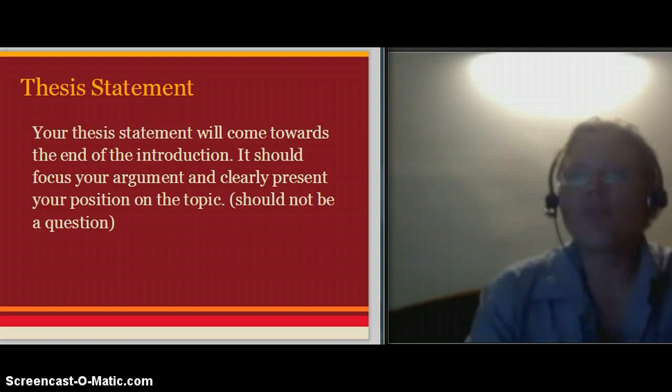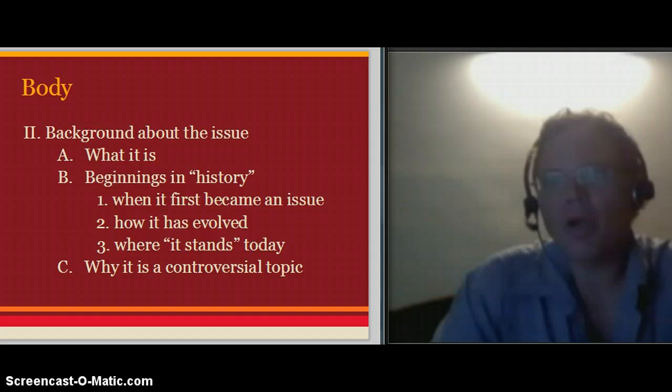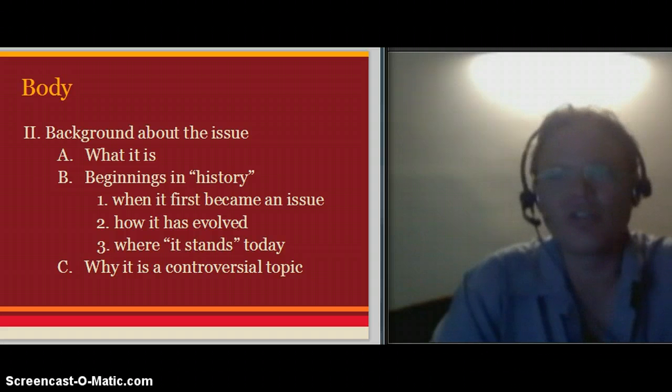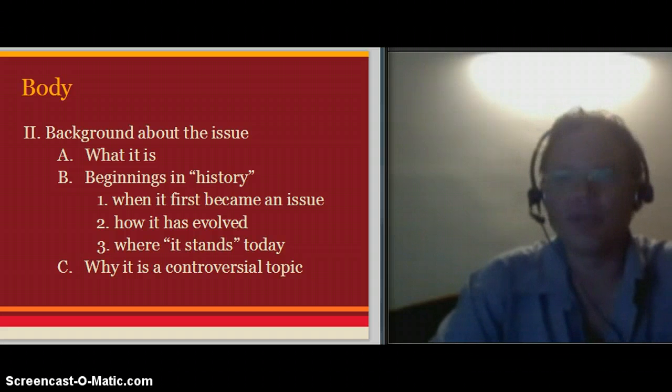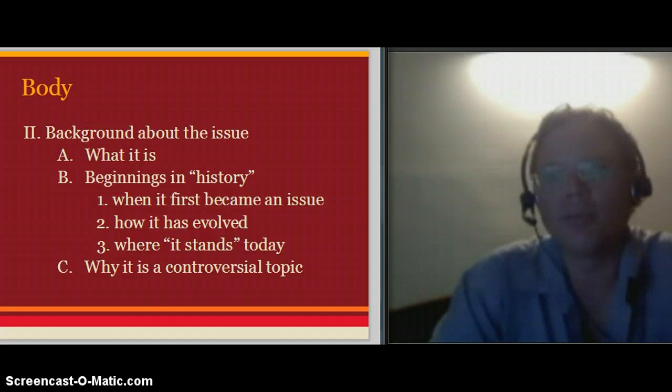And now we get into the body of the paper. And in the body, we're going to go more into the history. We're going to go into the background of the issue. So this is kind of also an introduction to the issue, but it's after the introduction to the paper. What is the beginnings? What is the history of this topic?